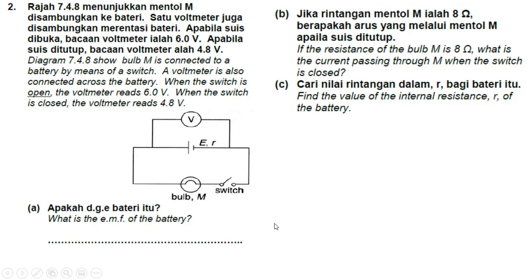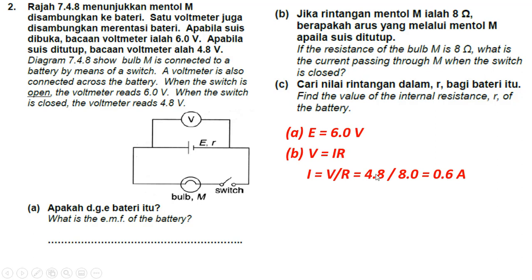What is the EMF? The EMF is the reading of the voltmeter when the switch is open, so that is 6.0 volt. Now, if the resistance of the bulb is 8 ohm, this refers to big R. What is the current passing through? We have the formula V equals IR. Just now V is 4.8, and R is 8 ohm, so I equals V over R, 4.8 divided by 8, where 8 is the capital R, the external resistance. So we get 0.6 ampere.